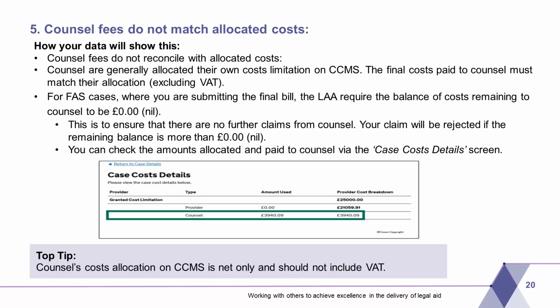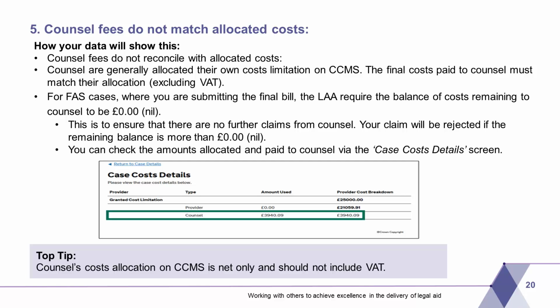For cases under the Family Advocacy Scheme, where you are submitting the final bill, the LAA require the balance of the cost remaining to council to be nil. That's to ensure that there's no further claims from council, and the solicitor claim will be rejected if the remaining balance for council is more than zero.